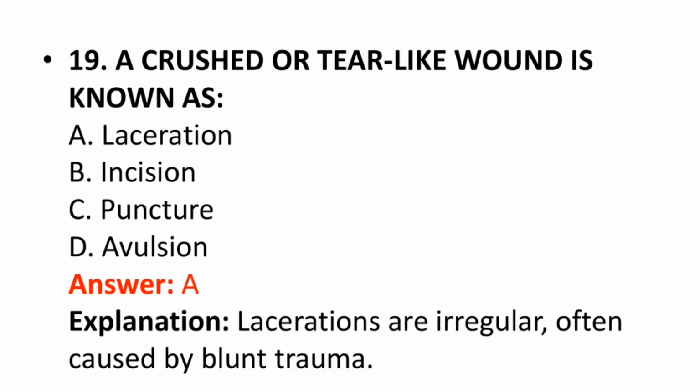A rough or tear-like wound is known as: option A, laceration; option B, incision; option C, puncture; option D, avulsion. The correct answer is option A, laceration. Lacerations are irregular, often caused by blunt trauma. A rough or tear-like wound is called laceration.